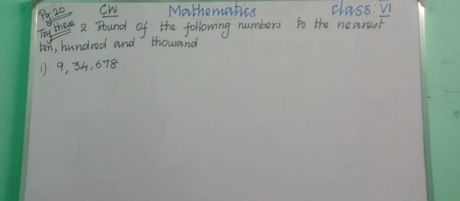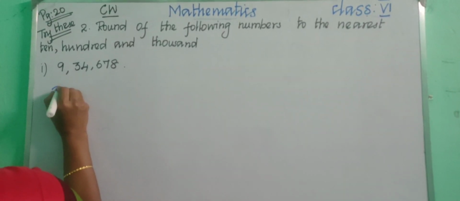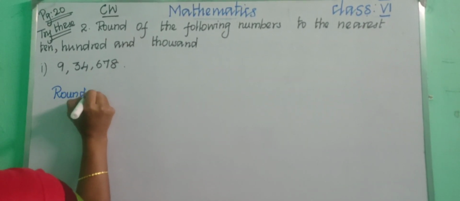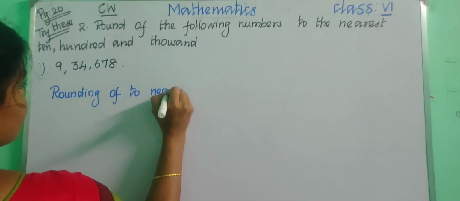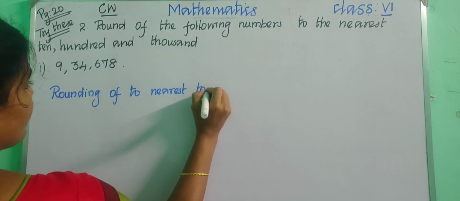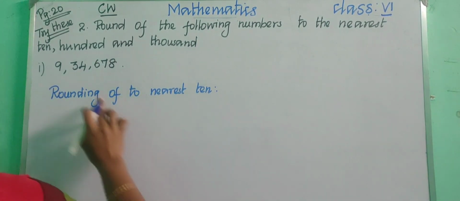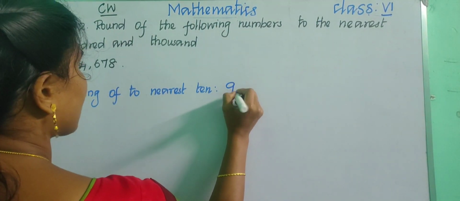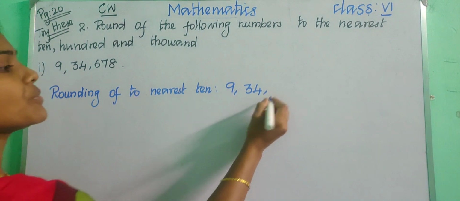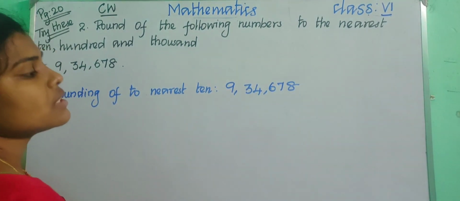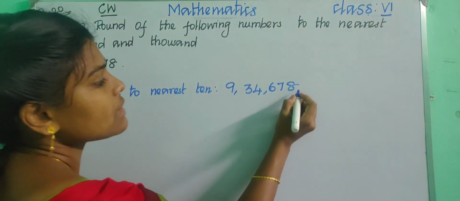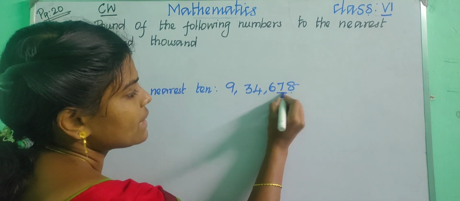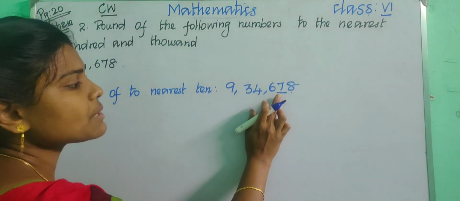First of all, what we need to do? Let us round off to the nearest 10. So let us write rounding off to nearest 10. Let us write the number, 9,34,678. Which is the tens place? We are going to round off to the nearest tens. It's ones and then tens. So it is the tens place. We just mark the tens place.